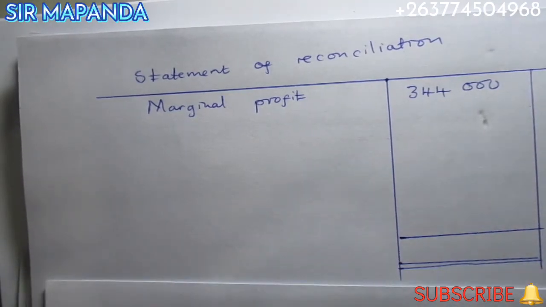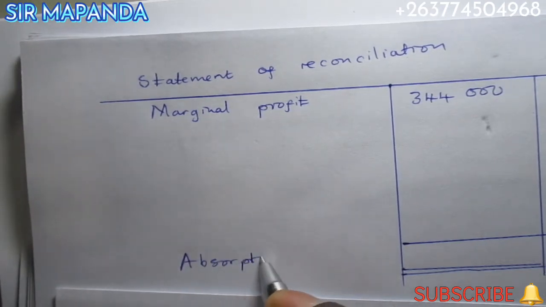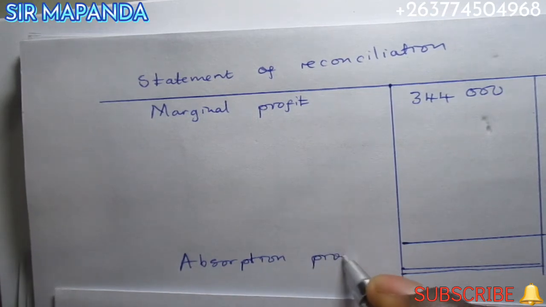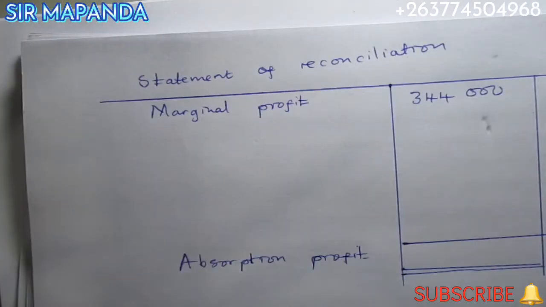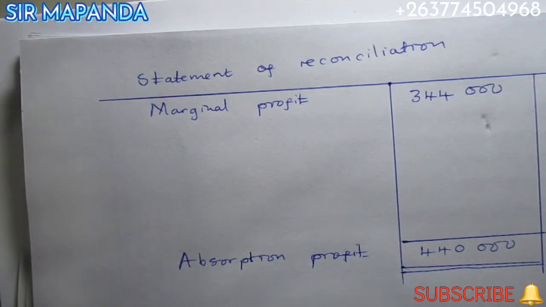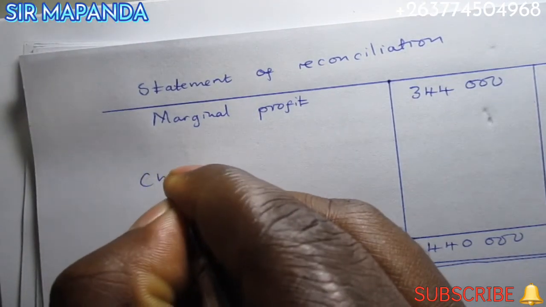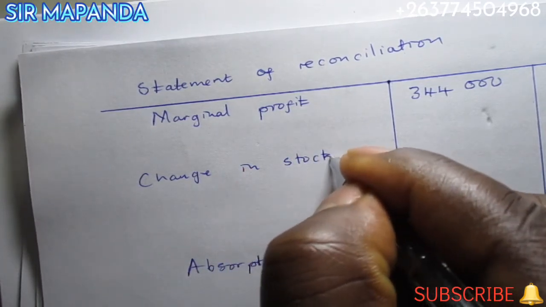Right, then on the total here, you write absorption profit. So I'm going to write absorption profit here. And the absorption profit, we got 440,000. So I'm going to put 440,000 in this total. You write 440,000, something like this. Right. So how do you reconcile? The difference between marginal profit and absorption profit was due to the change in stocks. So I'm going to write change in stocks or change in inventories.